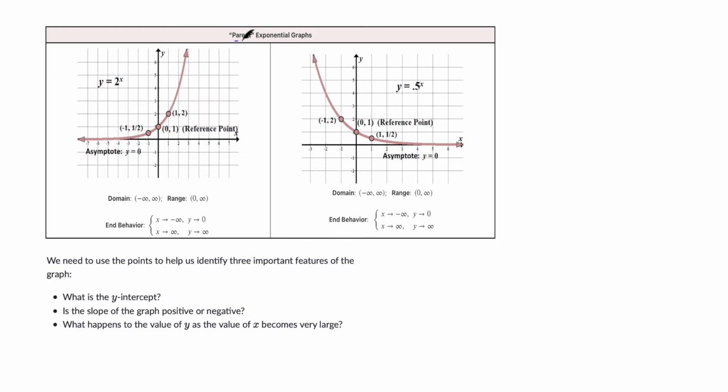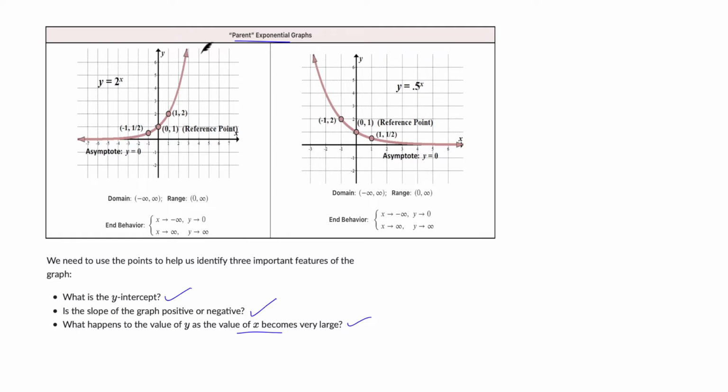Let's start by looking at the parent exponential graphs. This is a picture that I've already shown in one of my earlier videos. Whenever you have an exponential graph, there are a couple of things that you need to immediately identify. What is the y-intercept? Is the slope of the graph positive or negative? What happens to the value of y as the value of x becomes very large? This is basically the end behavior.